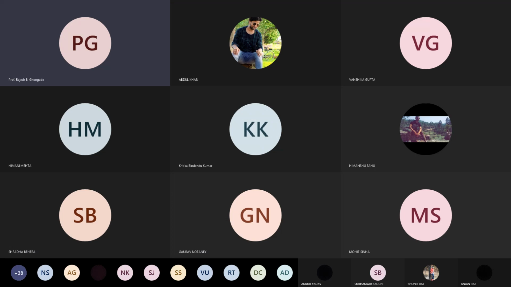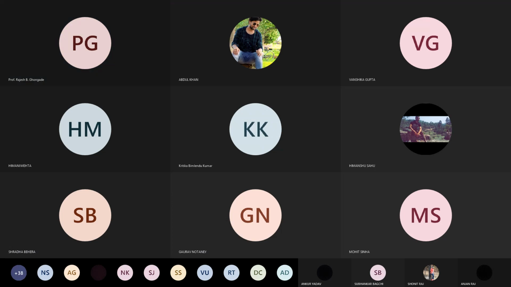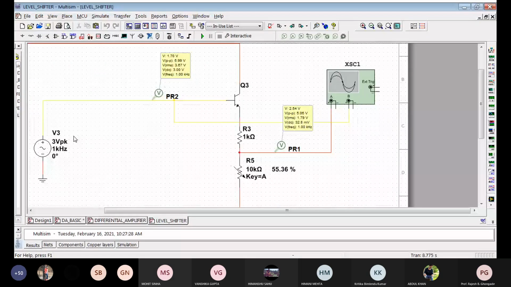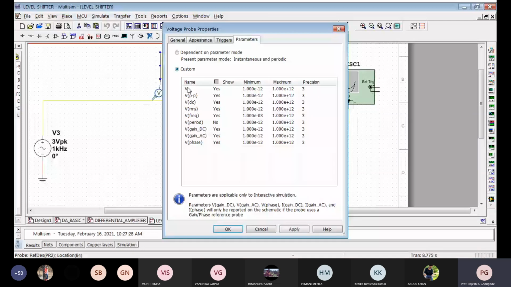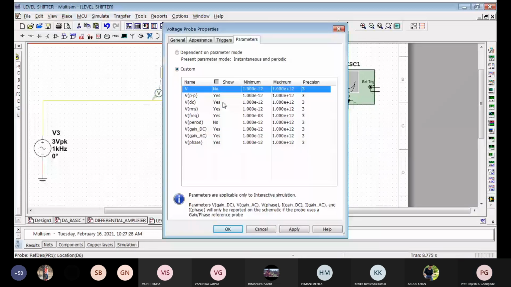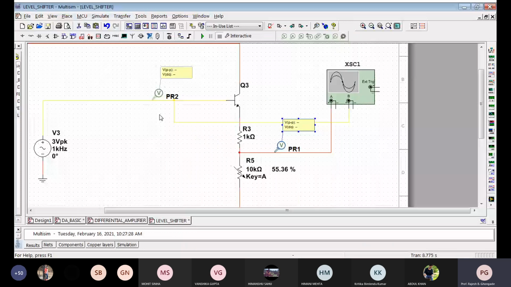I'm shifting back to Multisim. Do you see the Multisim screen? Guys, do you see the Multisim screen? Yes, sir. Okay, let me remove some unnecessary things so that it will be easier for you to see, other than getting bogged down by multiple values. Okay, so let us assume that this is the setup that we have.